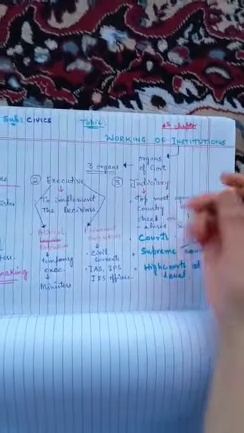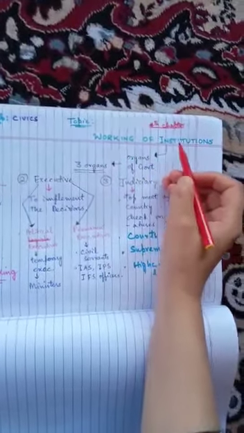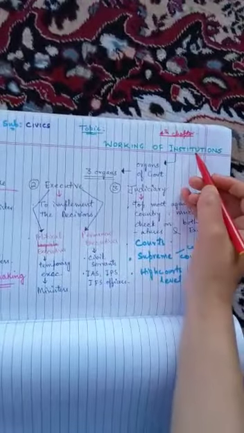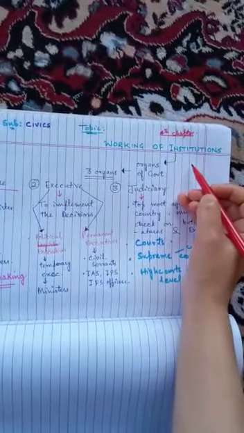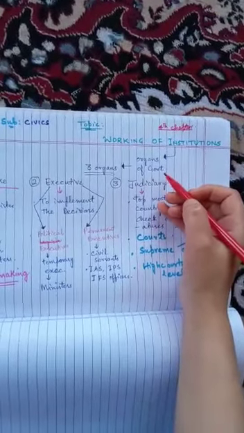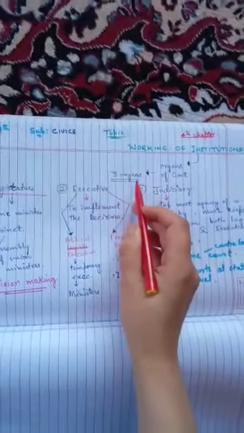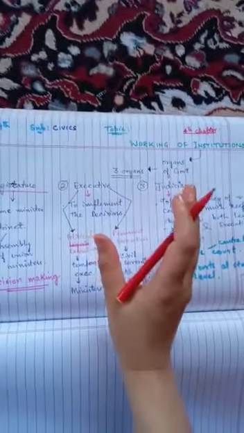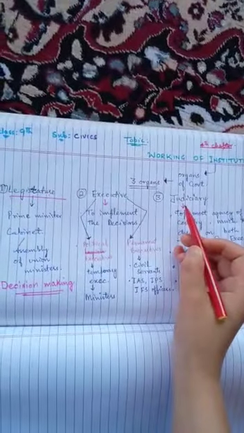Working of institutions. This working of institutions is the working of government institutions. Government institutions means the organs of government. Organs of government means parts of government. Government has three organs by which it functions properly: legislature, executive, and judiciary.